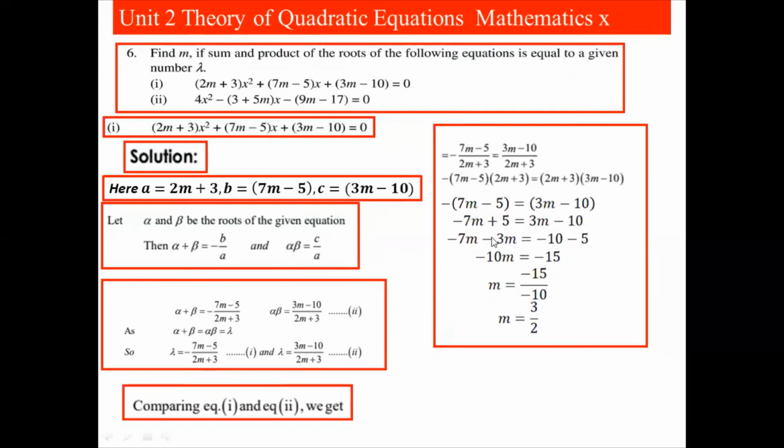So minus 7m minus 3m is equal to minus 10 minus 5. So minus 7m minus 3m is equal to minus 10m, and here is minus 15. So dividing both sides by minus 10, we have minus 15 divided by minus 10. After cancellation, we have m is equal to 3 by 2.